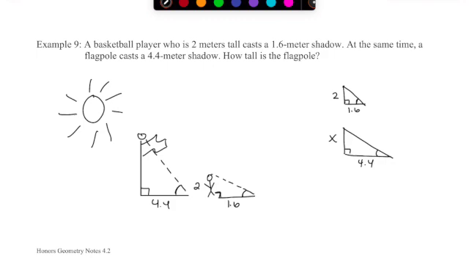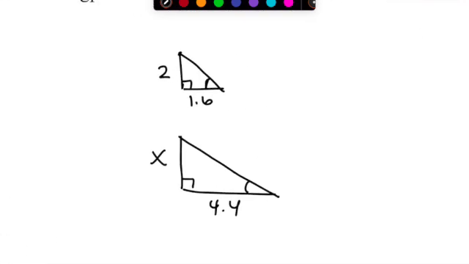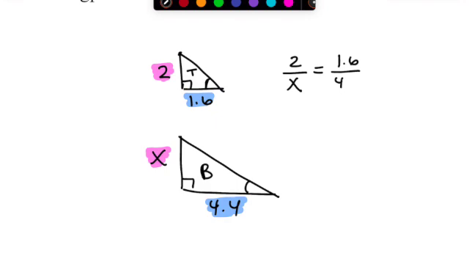So we have two triangles that are similar by angle, so we know that we can set up a proportion. And if you look, we really have side angle side here. So we know that 2 and x are going to go together, and then 1.6 and 4.4 are going to go together. Everything over here will be on top, everything over here will be on bottom. We have 2 over x equals 1.6 over 4.4.